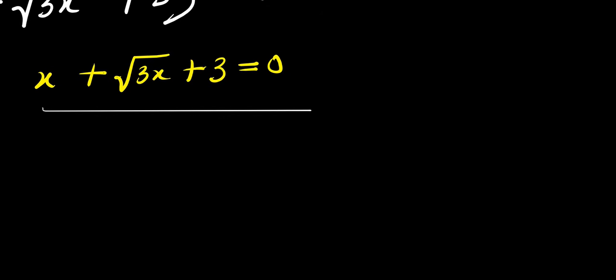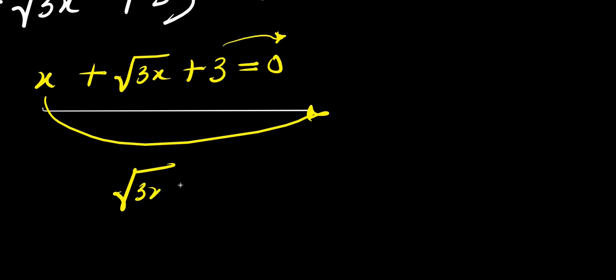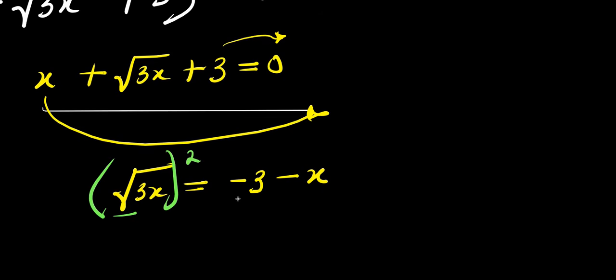So let's solve this other equation. How are we going to solve this? I can move x over here and move 3 over here. I have square root of 3x equals negative 3 minus x. So the next thing is to eliminate this square root by taking the squares of both parts of this equation.